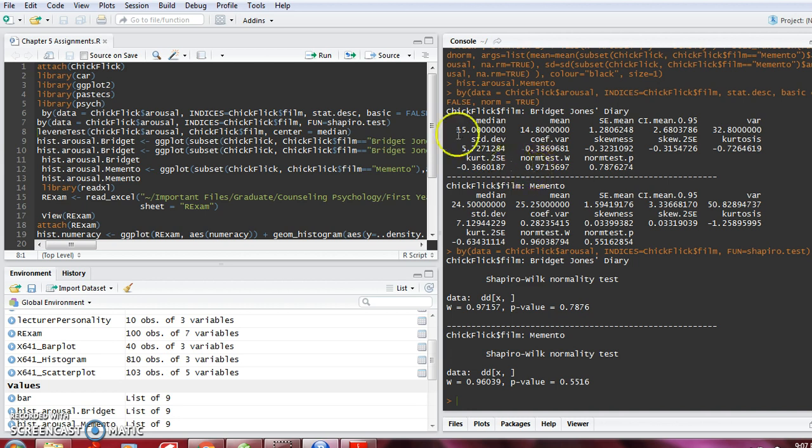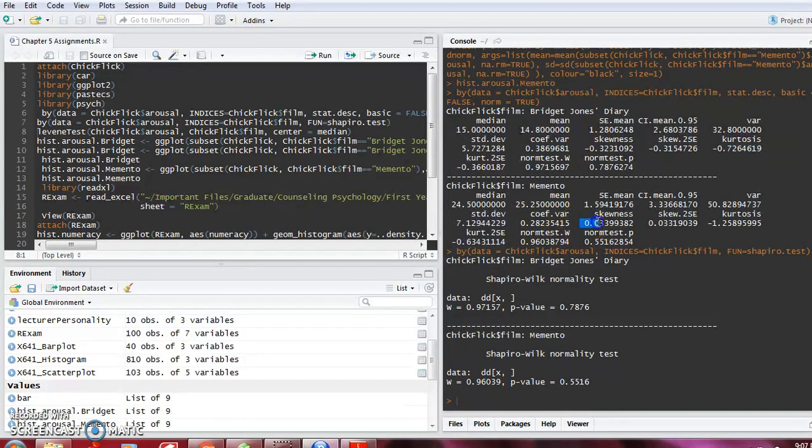But nonetheless, so really quickly, looking at our skewness for Bridget Jones's Diary, we have a negative value. So this means that our data is going to be piling up more so on the right side. And also here, we have a negative value for kurtosis. So this means that our data distribution is going to be flatter and lighter tailed.